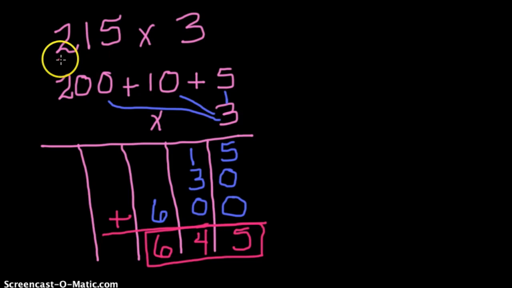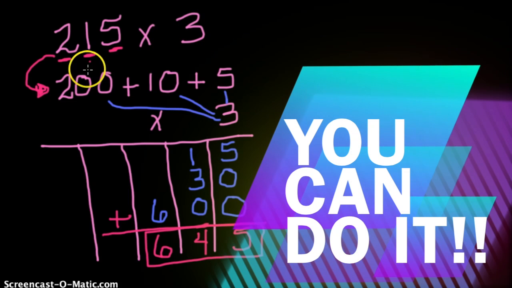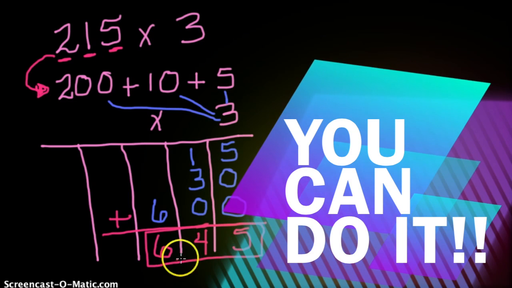So again, looking at your place value, you want to break apart your numbers. Even if it's a 2-digit or a 3-digit, you break them up into their place value, showing expanded form, and then multiply the factors together to get your final product.